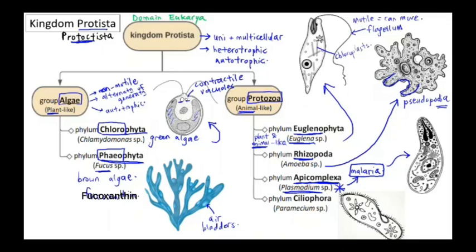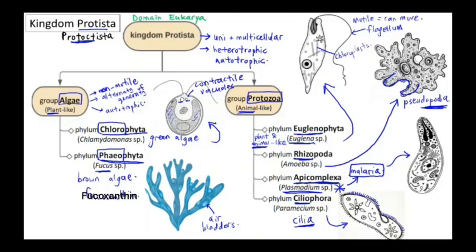That's the Plasmodium species. And the last phylum of group Protozoa that you need to learn is Phylum Ciliophora. Example of organism, we have Paramecium species, which is this here, looks like a slipper. The hair-like projection here is the cilia. What is it for? It's like the function of pseudopodia. It is used for locomotion, movement, as well as for feeding.